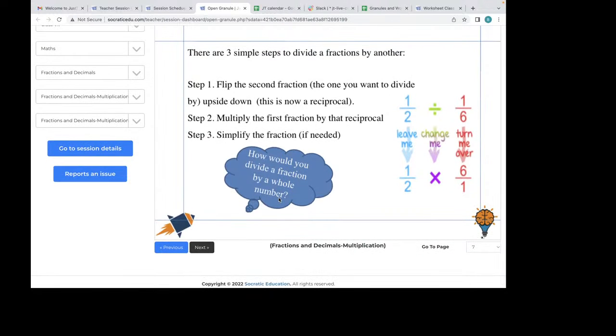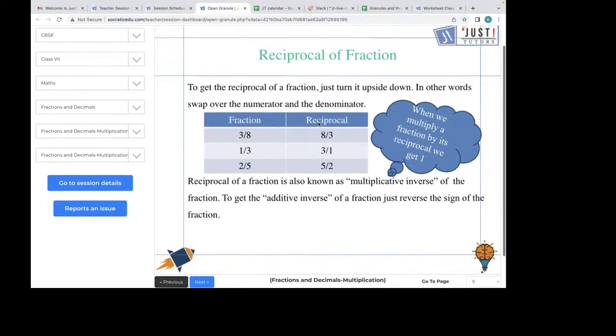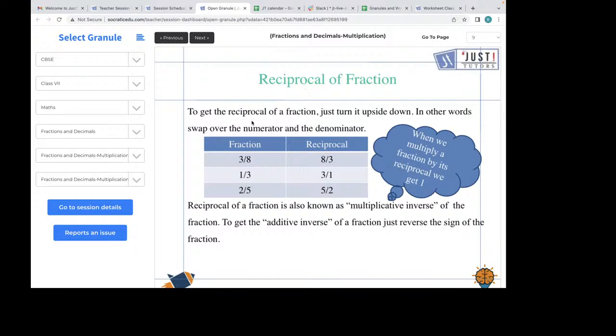For this we first need to know the reciprocal. What is a reciprocal? Before learning division, we will first understand what reciprocal is. To get the reciprocal of a fraction, just turn it upside down. In other words, swap over the numerator and the denominator. What do we have to do to find the reciprocal of a fraction? Nothing much, it is very easy. Make the numerator the denominator and the denominator the numerator. It is called the reciprocal.